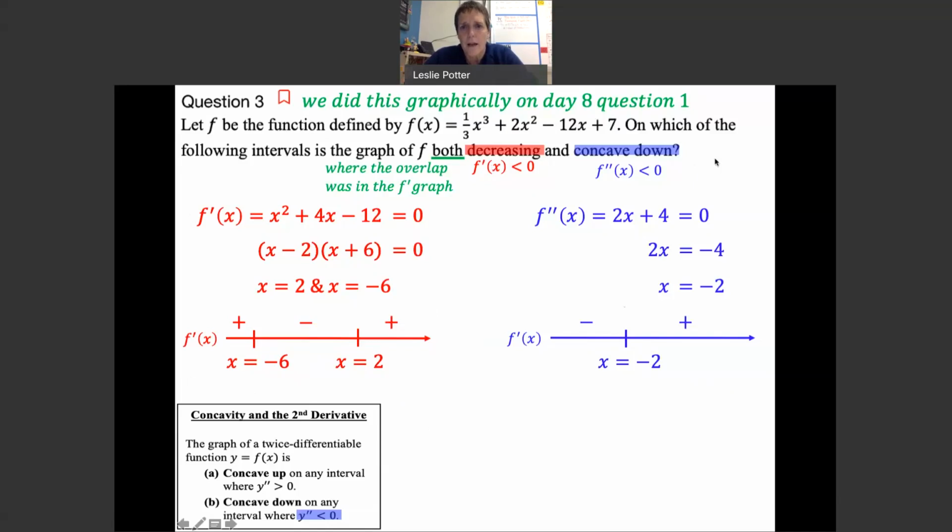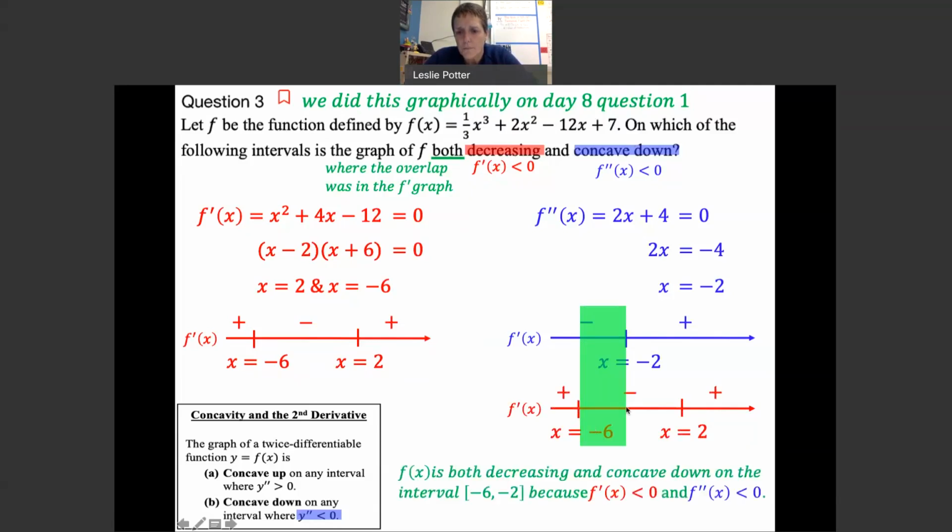Okay, let's actually answer the question. So both decreasing and concave down. In order to make that determination, I'm going to take this number line and redraw it here. So we're looking for negative first derivative, negative second derivative, and that is right in this region here. They both have to be negative. So it's right in that region, and that domain starts at negative 6 and goes to negative 2.